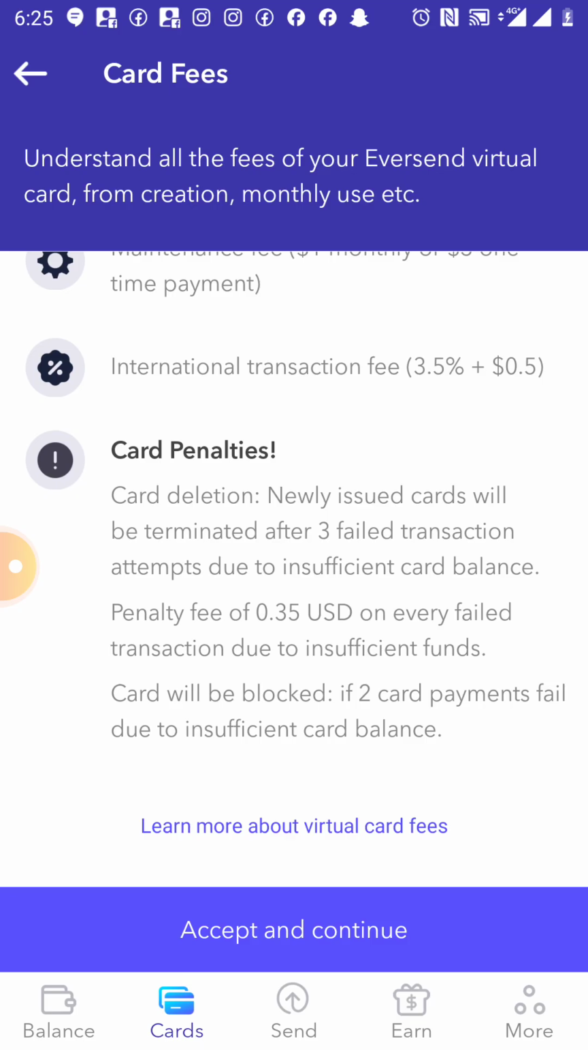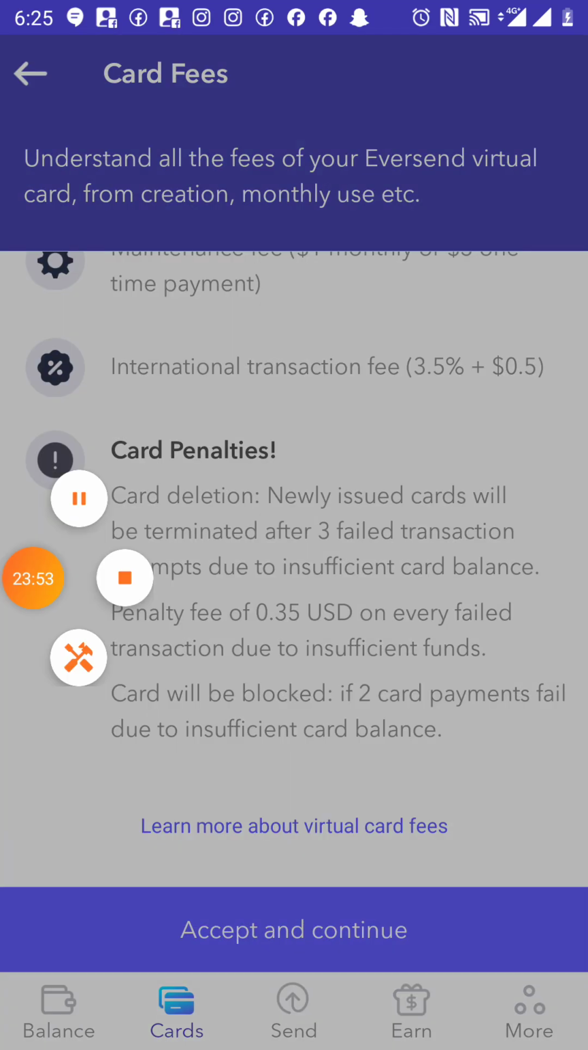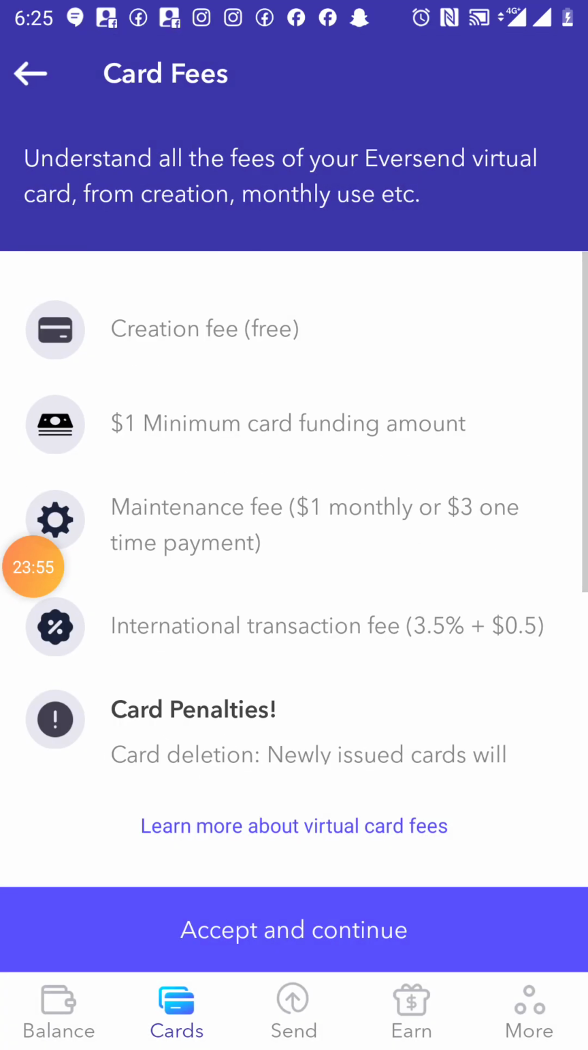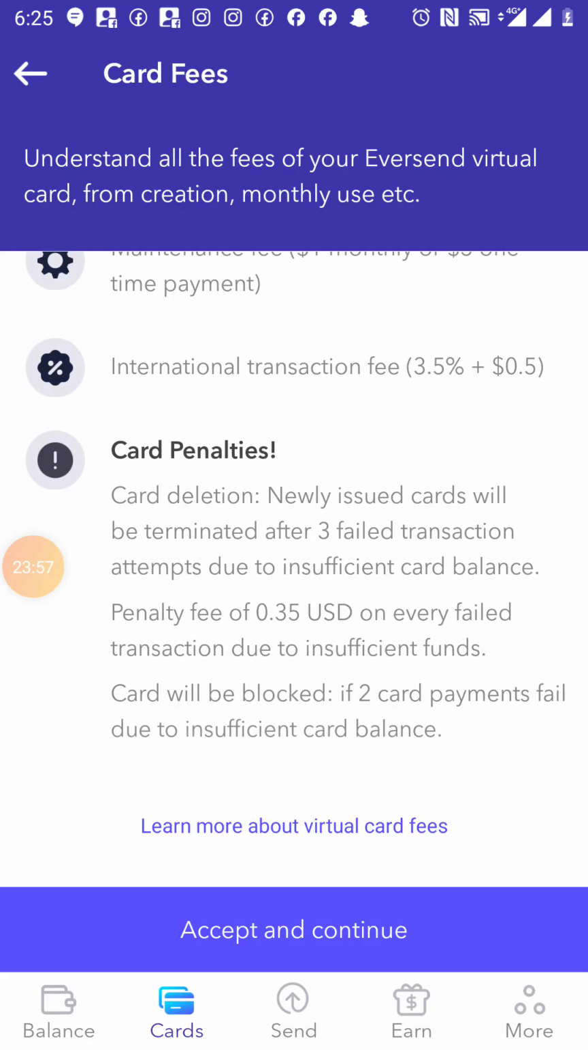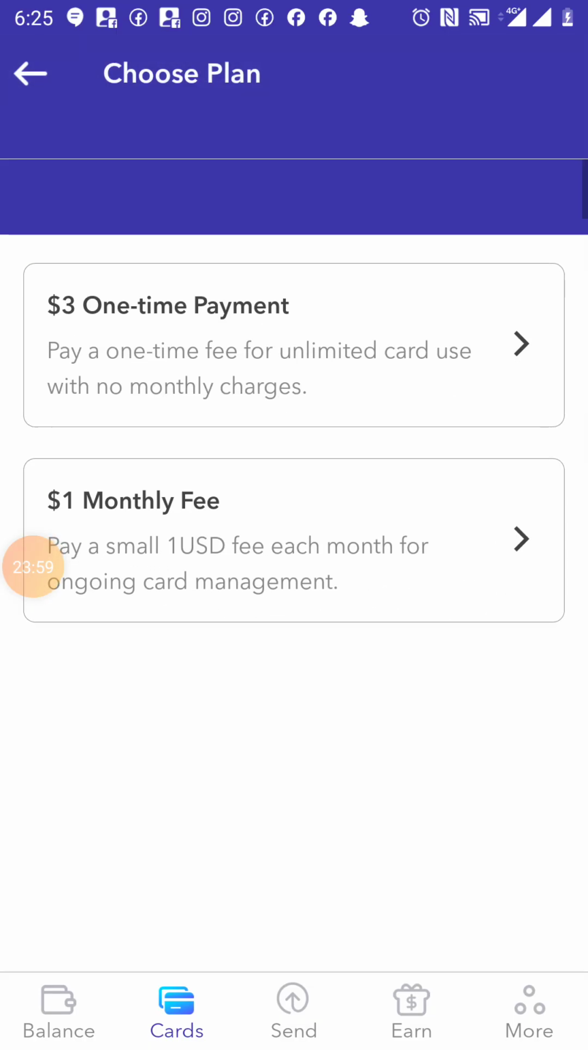And here they are saying learn more about Eversend. Our main aim here was to create a card. So we click accept. Now, how many dollars do we have? It is around $6 and something. That is the amount that we basically have on our card. So what do we do? We go ahead and click on this one because we want to create a card.